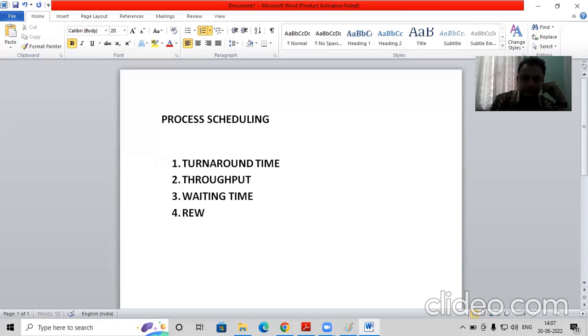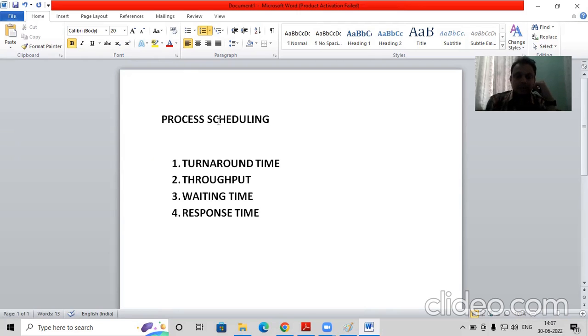Number four, response time. Response time means the time between when a process is submitted to the processor and when the process first starts to give output. That is, the submission time and the first output time. This subtraction, or this difference, is called the response time. So these are some terminology that we have to remember.